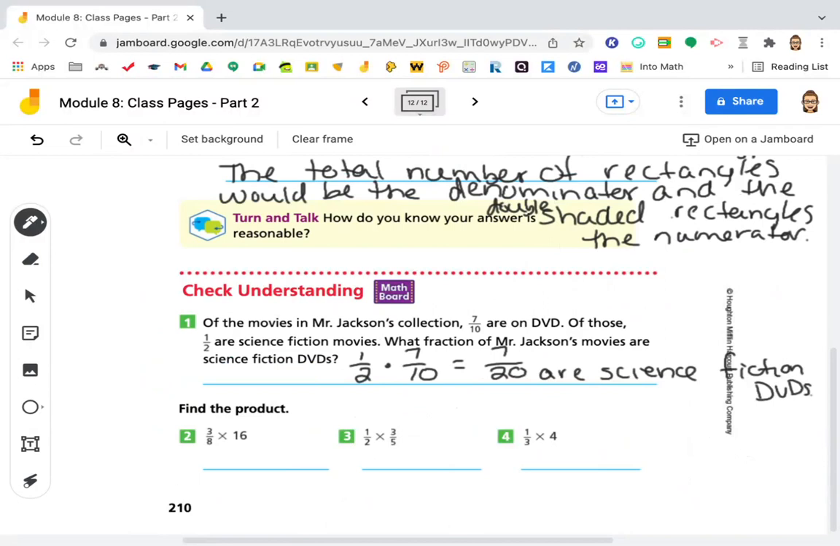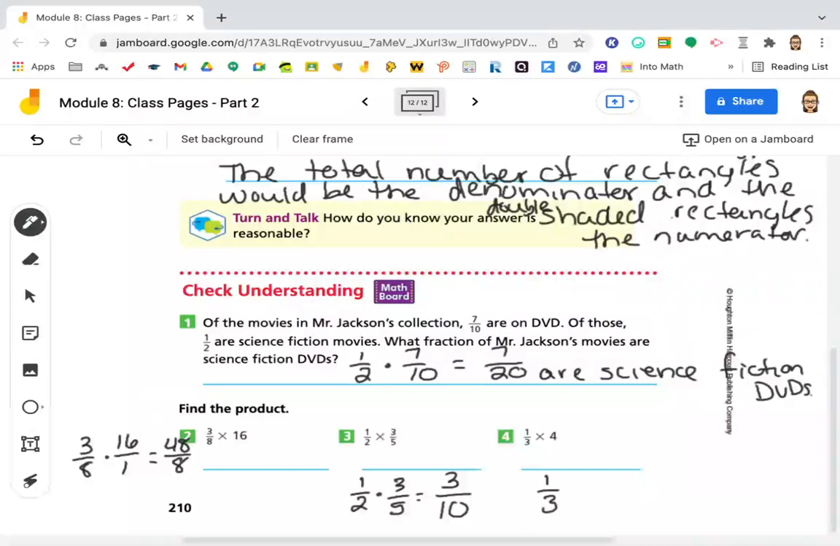So we look at number 2. And the first step is to put our whole number over 1. So we're going to rewrite it as 3/8 times 16 over 1. And then we multiply straight across. 3 times 16 is 48. 8 times 1 is 8. Here we have 1/2 times 3/5. I'm just rewriting it to make it a little bit easier on myself because it's so small. So 1 times 3 is 3. 2 times 5 is 10. So we get 3/10.